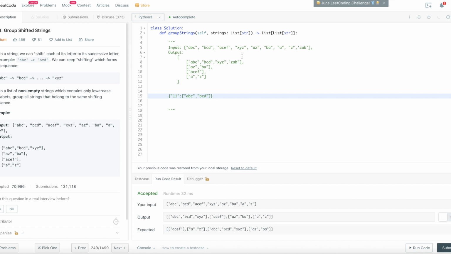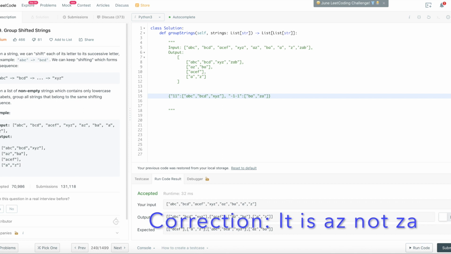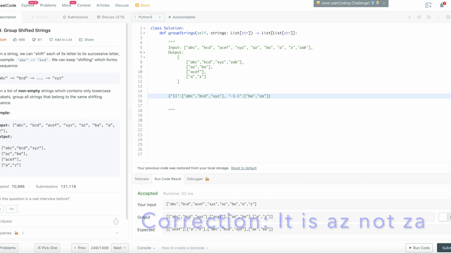Now look at this XYZ. XYZ is also the same because this is also distance 1, so we'll club this under it. Like that we will do. Then, for example, when you are looking at AZ and BA, this is the same distance, because remember here you are going in the reverse direction, like B to A. In that case, the key will be minus one, and then you will store the results as BA and ZA. So that is how we are going to solve this problem. This is the one concept.